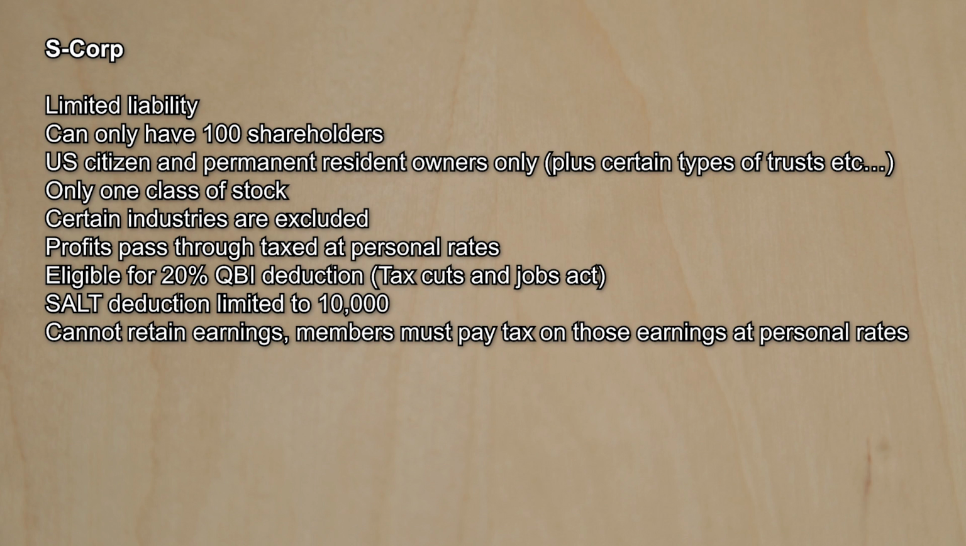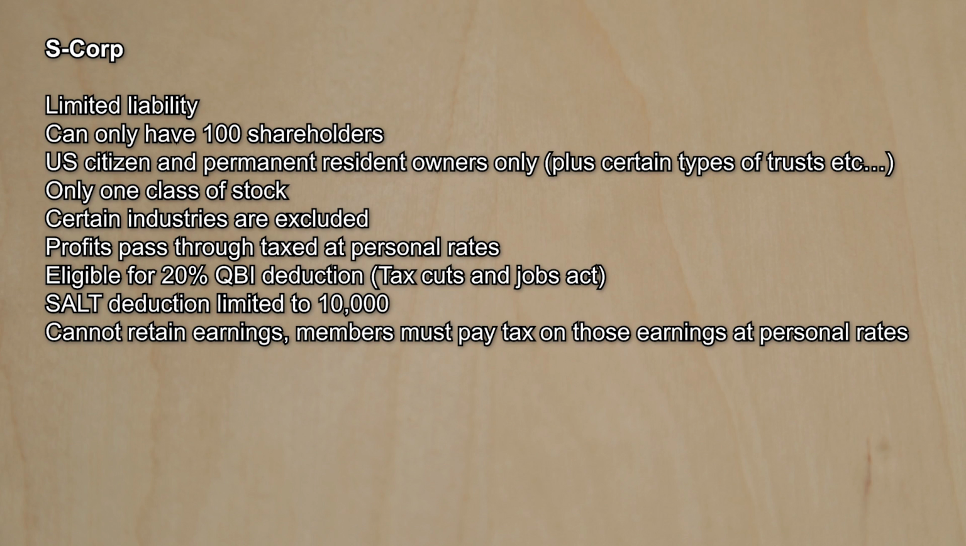Certain industries are excluded from S-Corps, and profits pass through to be taxed at personal rates on your personal tax return. Now, with an S-Corp, you are eligible for the 20% qualified business income deduction, which came from the Tax Cuts and Jobs Act, which was brought in last year. The SALT deduction for state and local taxes is limited to $10,000, like it would be with just personal income, because the income goes through and is taxed on your personal return. So it's the same as personal rates and personal deductions.